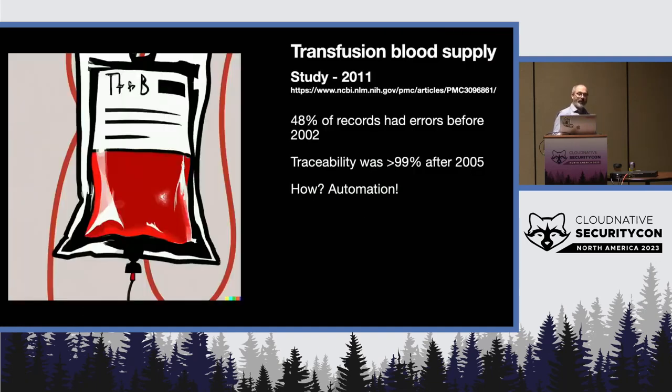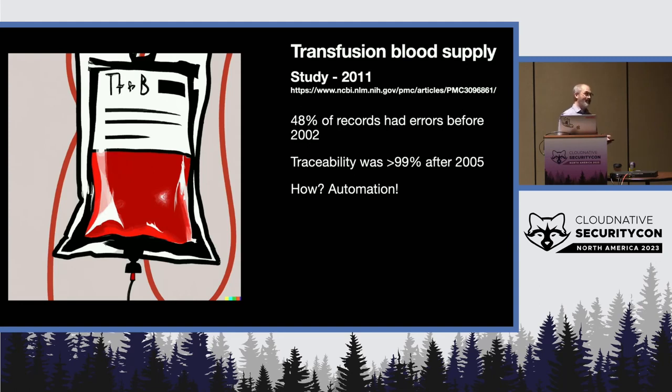So there was a retrospective study done in 2011, of a hospital's blood transfusion system in Spain, the Hospital de Navarra. It was determined that because of the implementation of manual processes for identifying transfusion materials and patients, where a nurse or a tech would go in and look at the patient's bracelet, and then look at the blood transfusion materials, there was a 48% error rate.